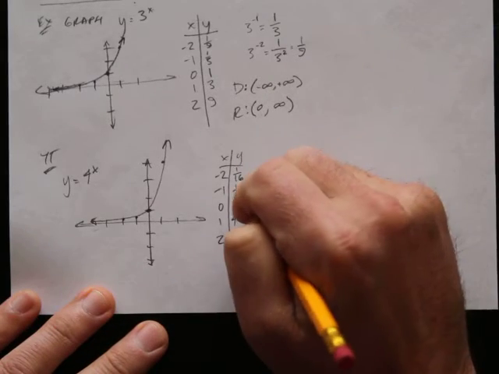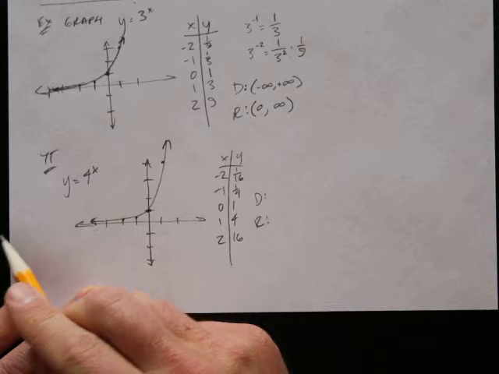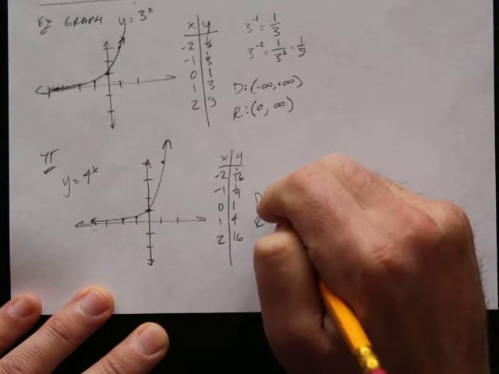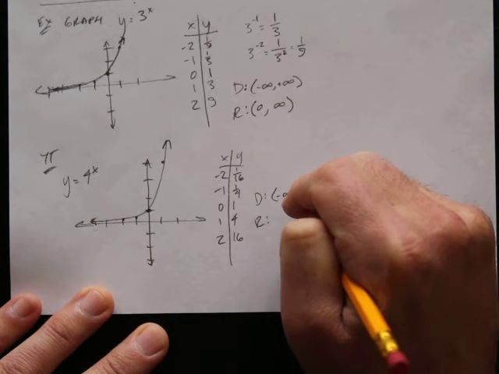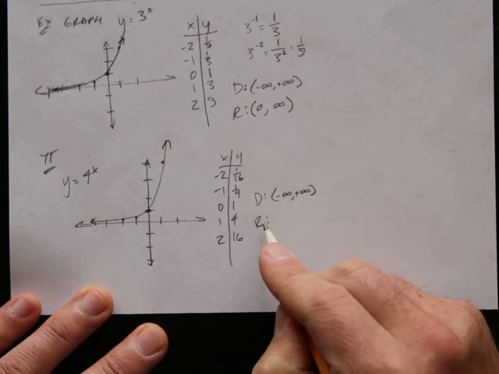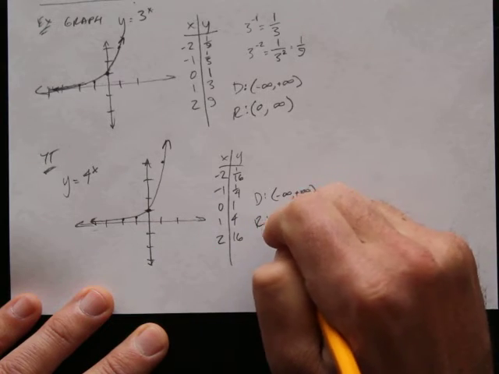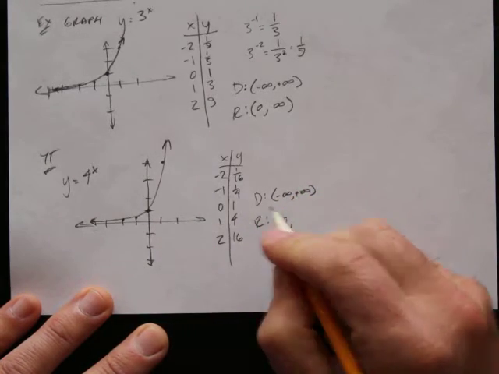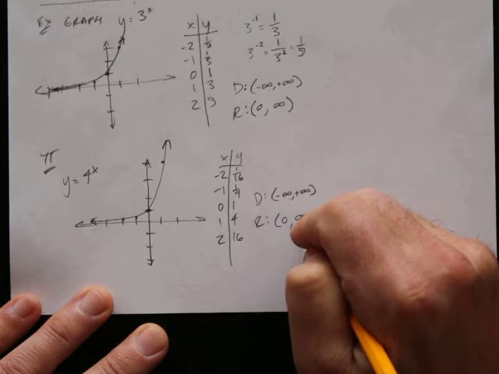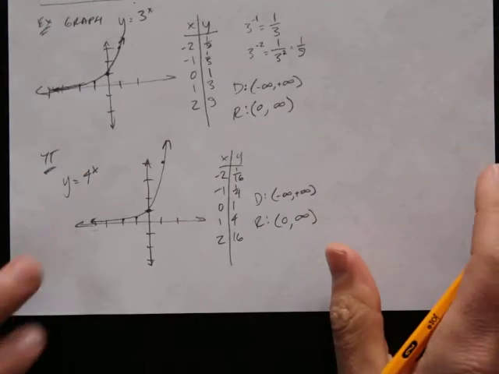Now I need my domain and my range. My domain, this goes to infinity to the left and infinity to the right, so negative infinity to positive infinity. Goes forever in both directions. For my range, it starts at 0 again, but it never gets there, so it's a soft bracket at 0, goes up to positive infinity. All right, let's keep moving.